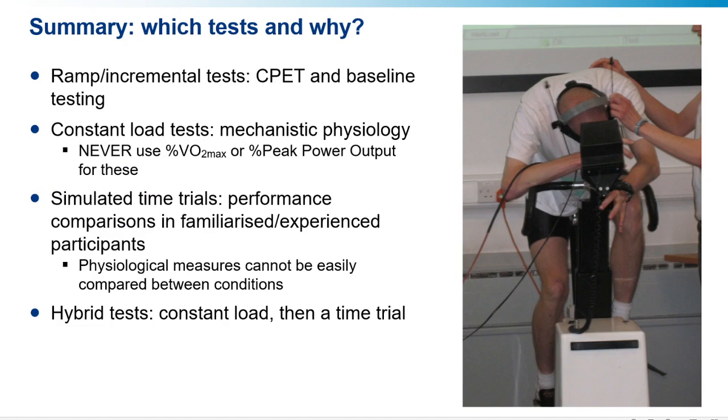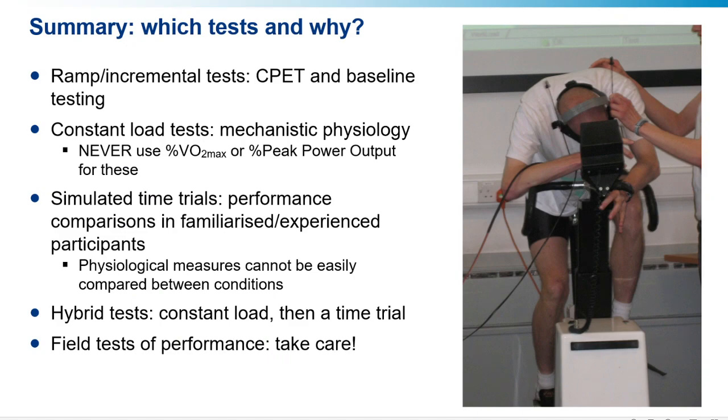An alternative to that is to use a hybrid test, where you have a constant load phase and then you perform a time trial. And in familiarized participants, that can also be useful. And you can make these as long and as short as you want them. So we've done hybrid tests where you do 2 minutes of constant load exercise to get the VO2 kinetics, and then a 5-minute performance trial to understand the performance effects. I've seen others in the literature where they've done 1 to 2 hours of constant load exercise and then tacked a time trial on the end to look at the effect of an intervention on prolonged endurance performance, and that's fine too.